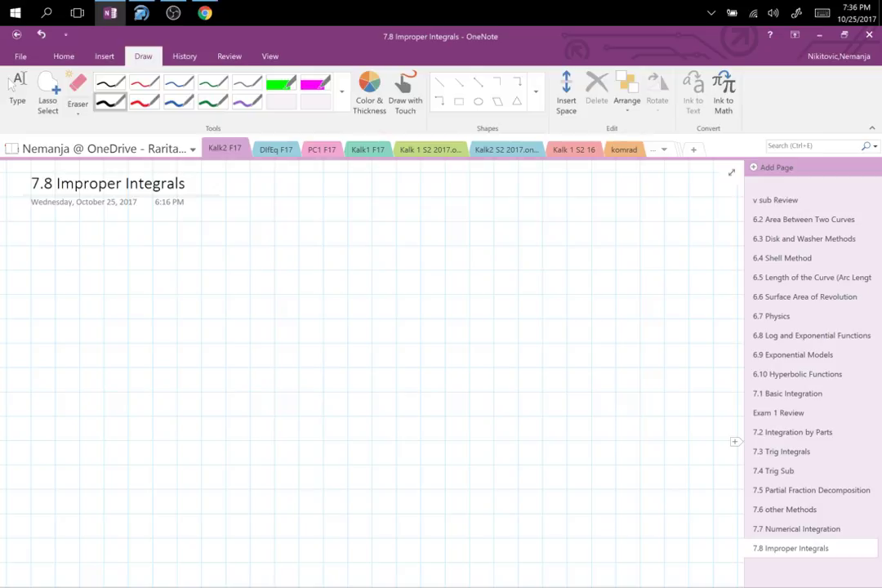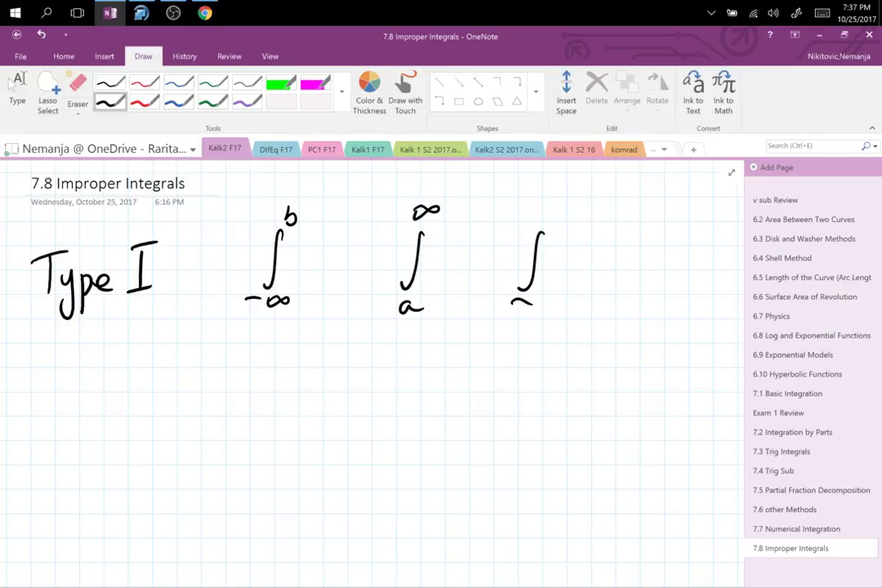We are going to cover two different types of improper integral. Type 1 is going to have infinities clearly visible in the limits. So type 1 technically screams, be careful. The evil one is type 2.